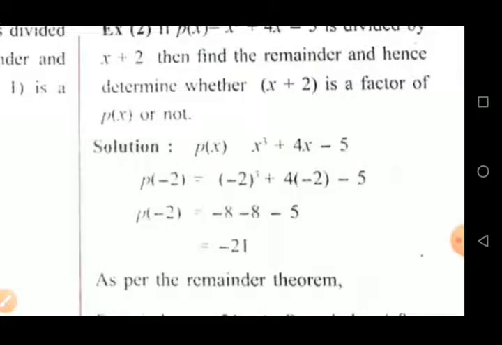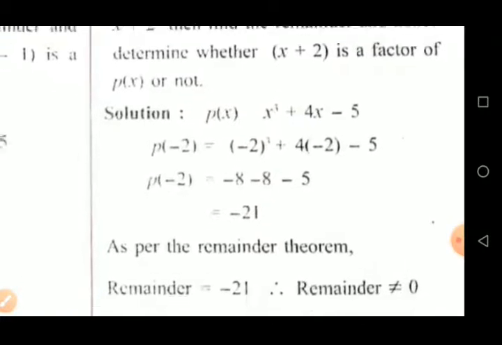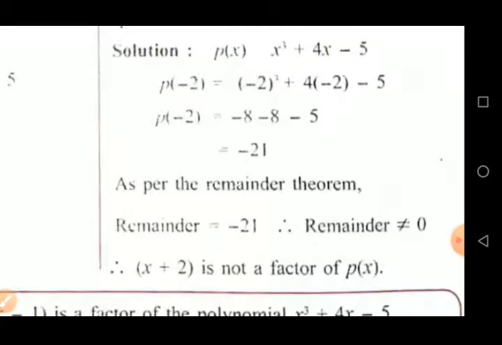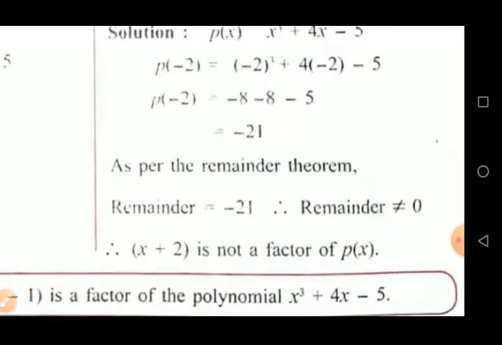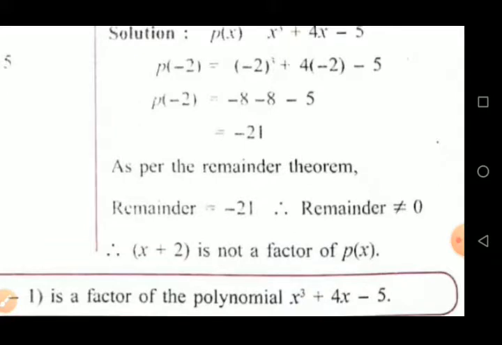As per the remainder theorem, remainder is equal to minus 21. That means remainder is not 0. If remainder is not 0, then divisor is not a factor of the dividend. That's why the conclusion, write down below: x plus 2 is not a factor of p of x.